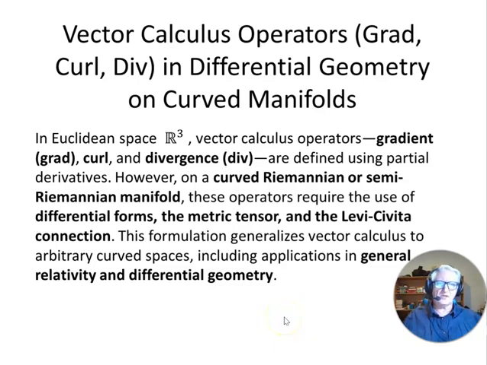Hello everyone, and welcome to this video on vector calculus operators, the grad, curl and div in differential geometry on curved manifolds. So in Euclidean space R3, the vector calculus operators gradient, curl and divergence are defined using partial derivatives. However, on a curved Riemannian or semi-Riemannian manifold, these operators require the use of differential forms, the metric tensor and the Levi-Civita connection. This formulation generalizes vector calculus to arbitrary curved spaces, including applications in general relativity and differential geometry. So let's make a start.